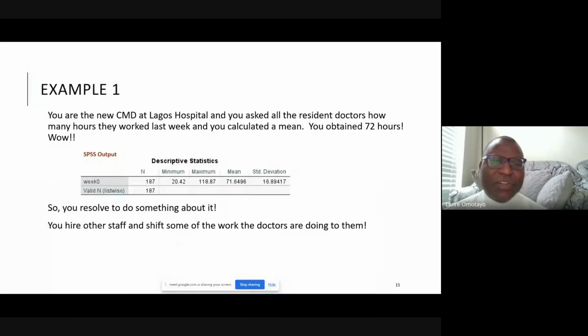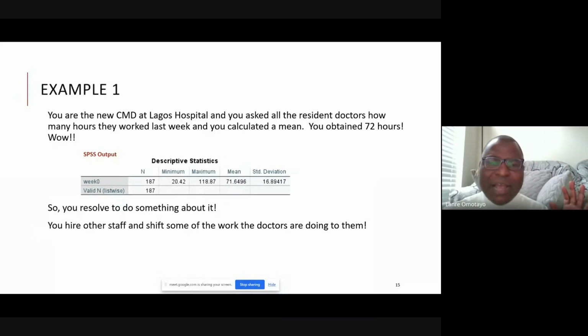So, for example, you are the new CMD at Lagos Hospital, and you ask all the resident doctors how many hours they worked last week, and you calculated the mean. You obtain 72 hours. Okay. So, 72 hours, it's crazy. Basically, people are not sleeping at all. They will make mistakes. They will commit medical errors. Okay. So, you have to do something about it.